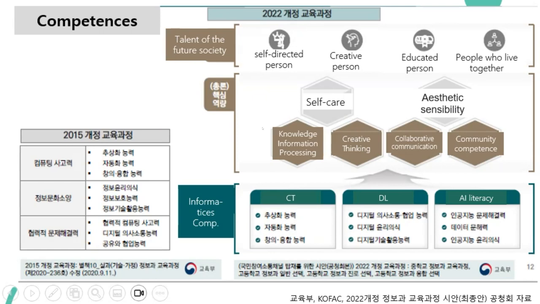Especially, we set the informatics competency. Three competencies: one is computational thinking, second digital literacy, and third AI literacy. So we set the informatics competency as three competencies.